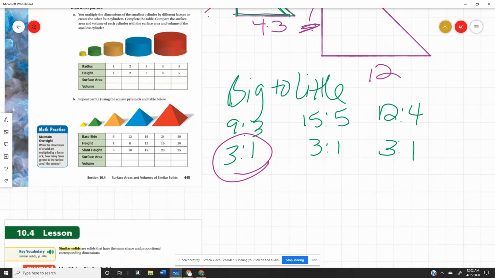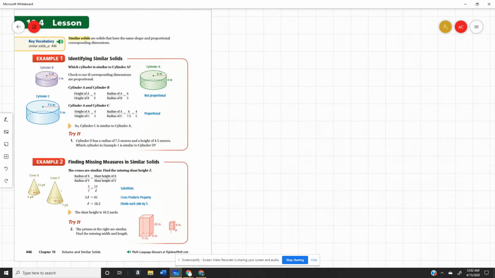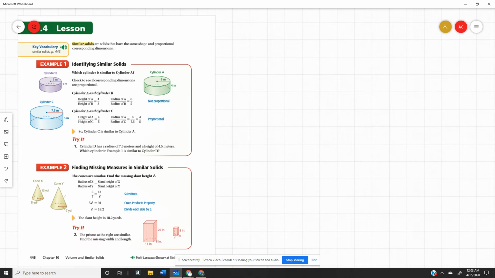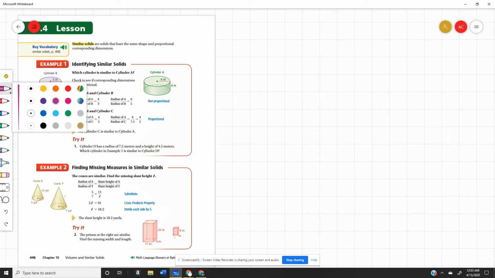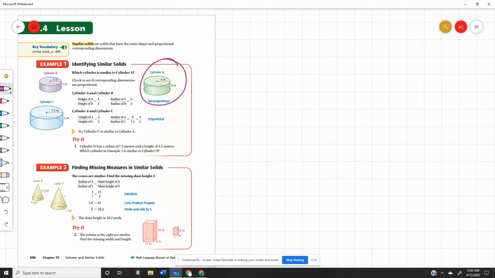So let's go ahead and start off with similar solids. Similar solids are solids that have the same shape and proportional corresponding dimensions. So there's that similarity that I was talking about in proportional corresponding dimensions. Okay? So it says, which cylinder is similar to cylinder A? So this is the cylinder that we're going to be looking at here. This is the main one we're concerned about.